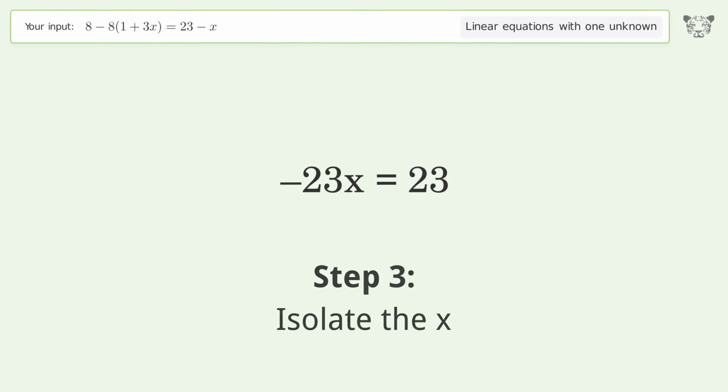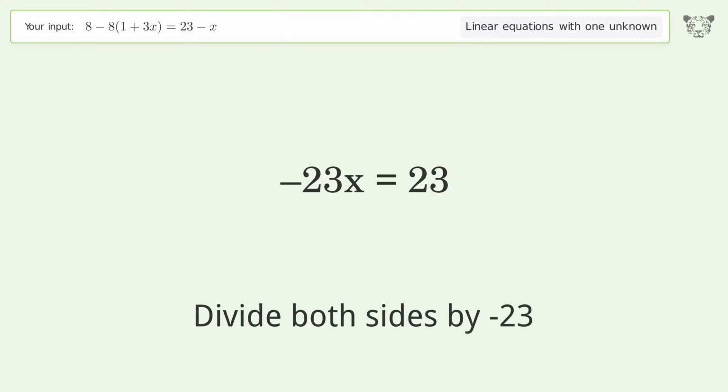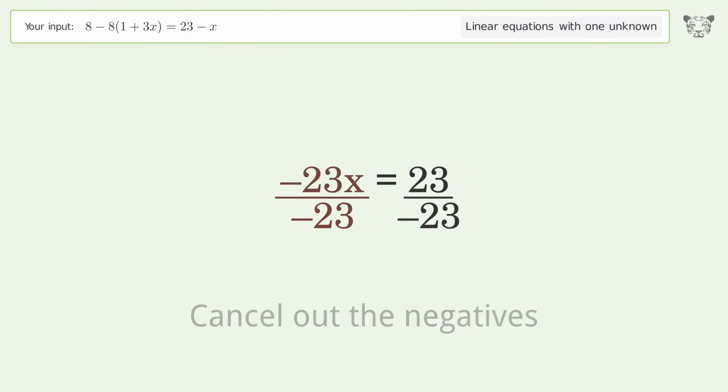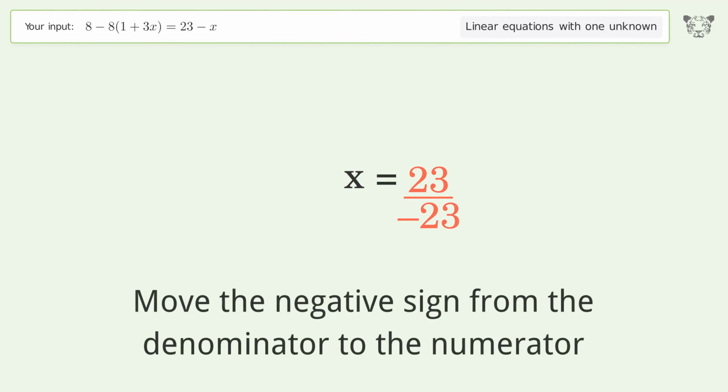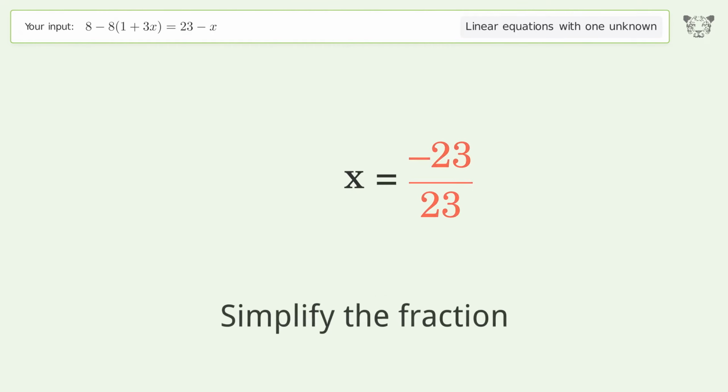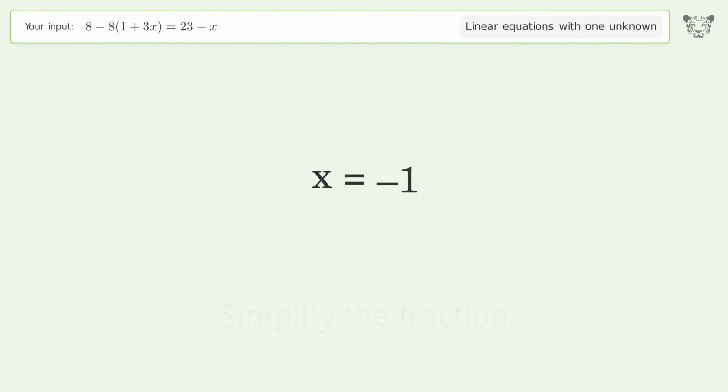Isolate the x. Divide both sides by -23. Cancel out the negatives. Simplify the fraction. Move the negative sign from the denominator to the numerator. Simplify the fraction. And so the final result is x equals -1.